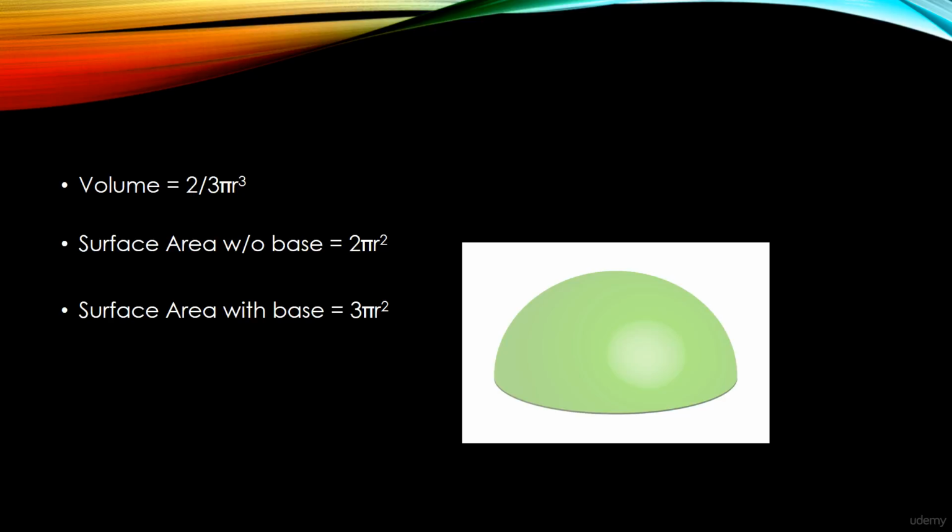A hemisphere is a sphere cut in half and is also characterized by its radius r. Important results include volume is equal to 2/3 pi r cube, surface area without base is equal to 2 pi r square, surface area with base is equal to 3 pi r square.